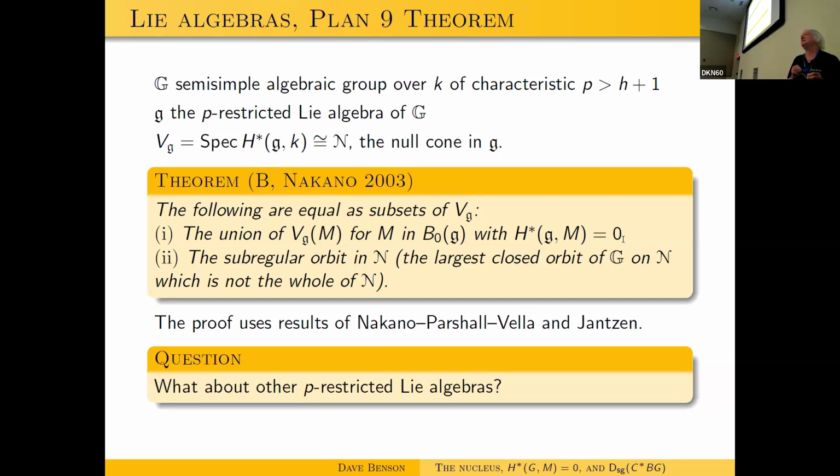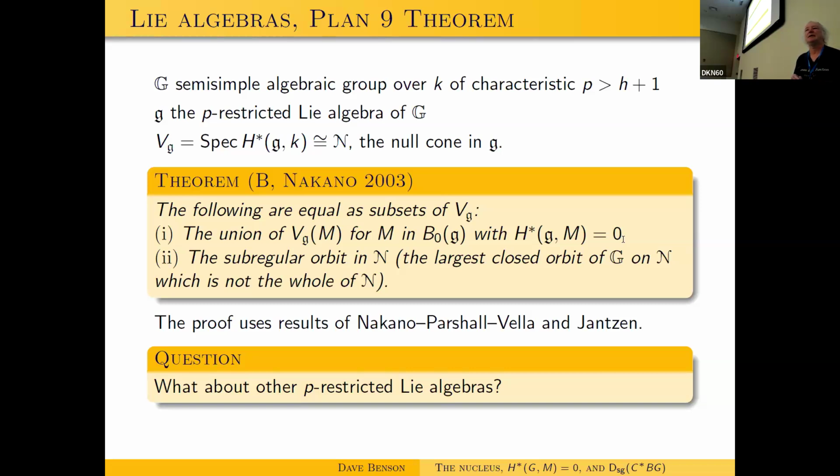So we define the nucleus in exactly the same way. You take all the modules in the principal block that have no cohomology, and you take the union of their support varieties. And the support variety is defined in exactly the same way as it was for finite groups. And it turns out that that union is exactly the subregular orbit in that null cone. So it's the largest orbit closure that is not the whole variety. There's a unique such thing.